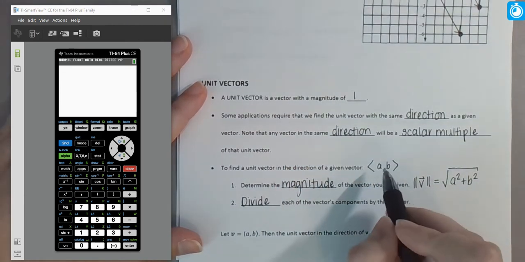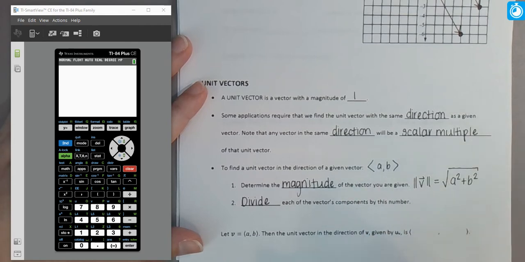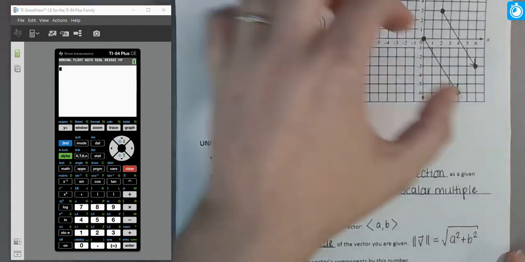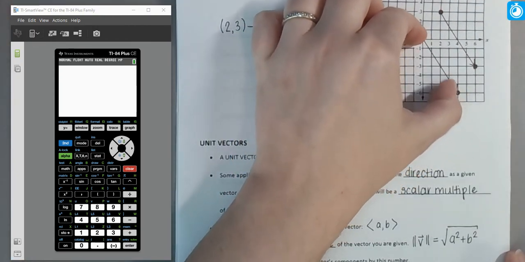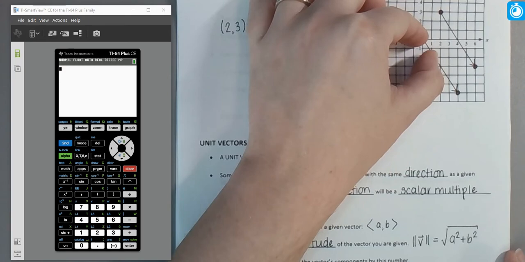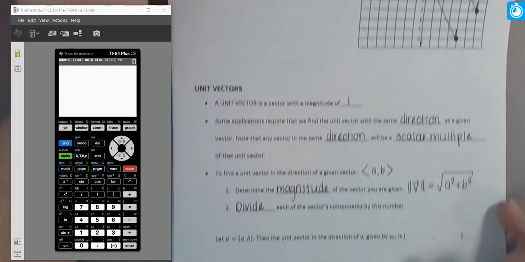So if we divide each component by the magnitude, what we then generate is a new vector that has a length of 1. It's going to be in the same direction as the original vector, but it's essentially the same thing as taking this vector and just shortening it down so that it's only 1 unit in magnitude.